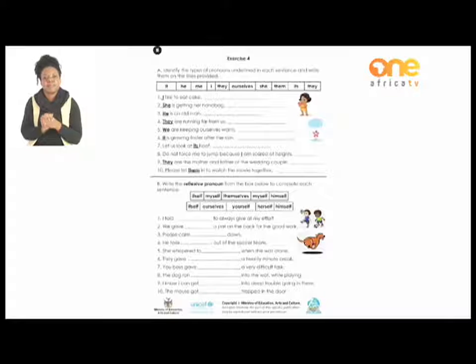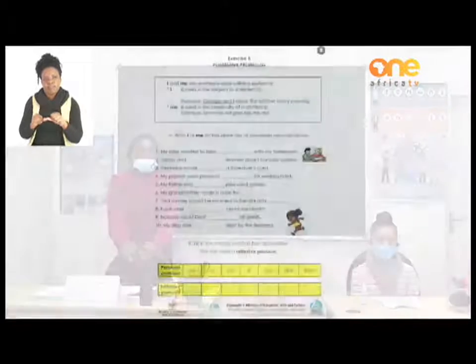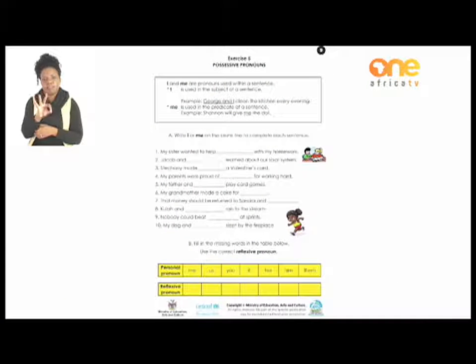Learners, I hope that you are listening and that you are paying attention. Let us move on to page 9. On page 9, there is exercise 5. Exercise 5 falls under possessive pronouns. Now, there is an example that is given to you in the box.